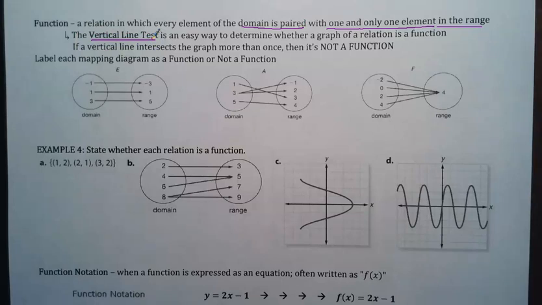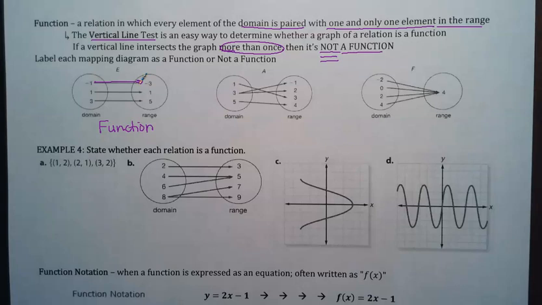If a vertical line intersects the graph more than once, it is not a function. So if we have a mapping diagram, it's kind of the same way. Each domain is paired with one and only one element. So if there's no crossing, then we're in really great shape. But there can be some crossing, and it's important to know when. So this one is definitely a function, because each domain goes to only one range.